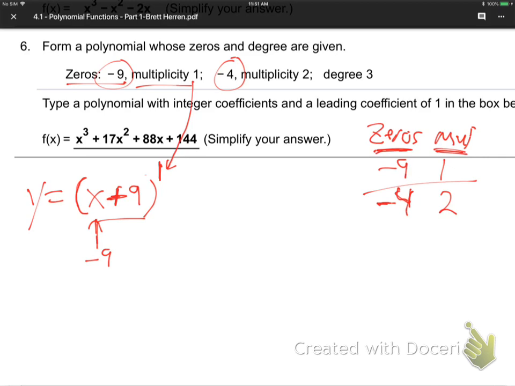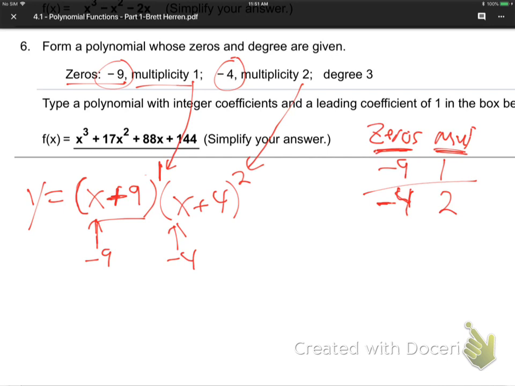So if negative 4 is another 0, what am I going to have in these parentheses here? X plus 4. It's always the opposite sign, huh? That way you could plug in negative 4, and you would get 0. And the multiplicity 2? 2 power on that. See why they call it multiplicity? Because that means there's really 2 of them multiplied. Powers mean how many times it's multiplied, right? Multiplicity. And there we go.